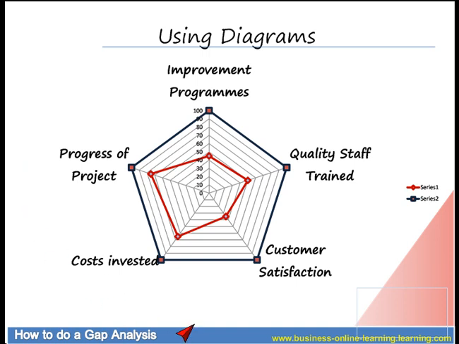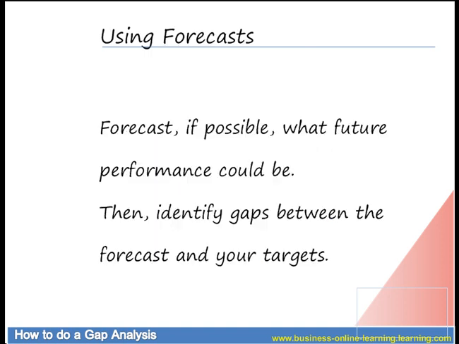You can use diagrams also to illustrate to management how your progress is. In this web diagram, which is easily available, you can illustrate using the different aspects of your program: quality staff trained, the customer satisfaction, the costs invested, the progress of project, improvement programs being introduced. You list your targets as being 100% and the achievement to date. In this manner, you can easily present the progress of your improvement steps. Using forecast, if possible, what future performance could be, and then identify gaps between that forecast and your targets.